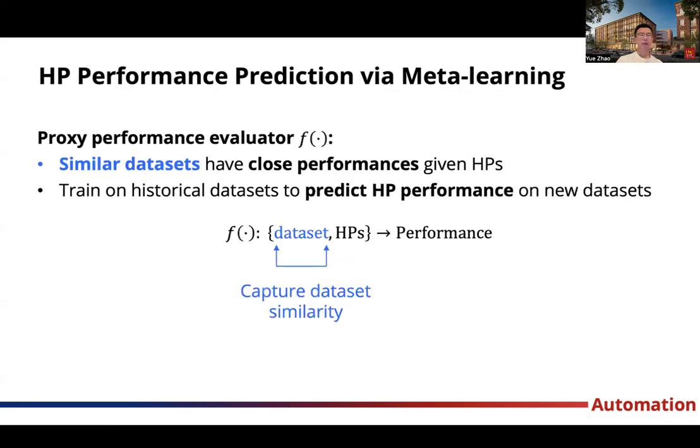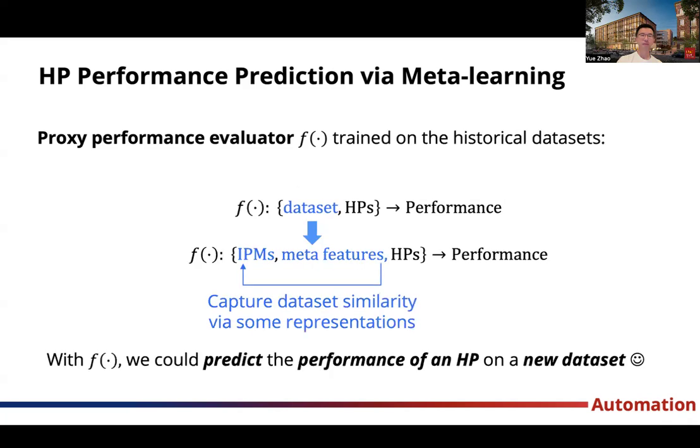So how do we do that? What we're doing is called hyperparameter performance prediction via meta learning. We built something called a proxy performance evaluator F, because the motivation is that similar data sets will have close performance given the hyperparameters on the specific OD algorithm. So we can first train on the historical data sets to predict the hyperparameter performance on the new data set. For example, this F will learn the mapping from the data set plus hyperparameters to the corresponding performance. The data set part will capture the data set similarity, in an indirect way.